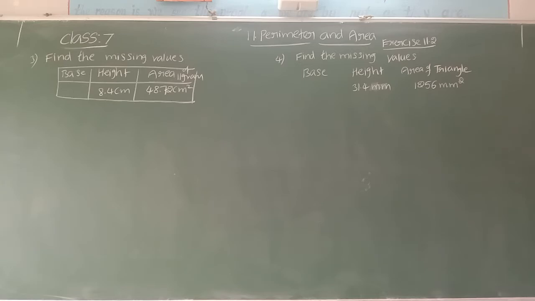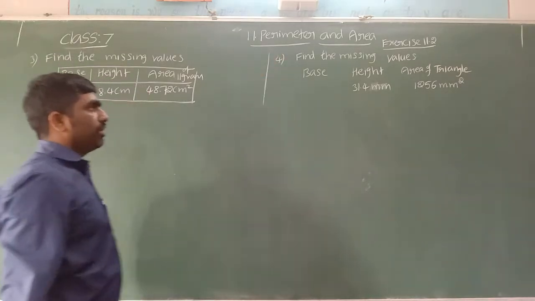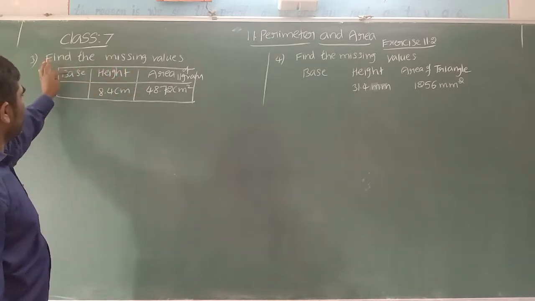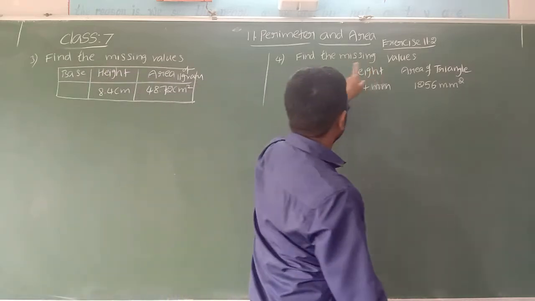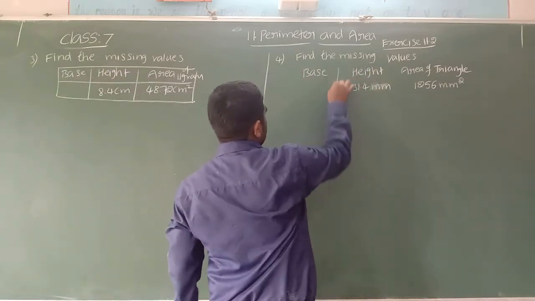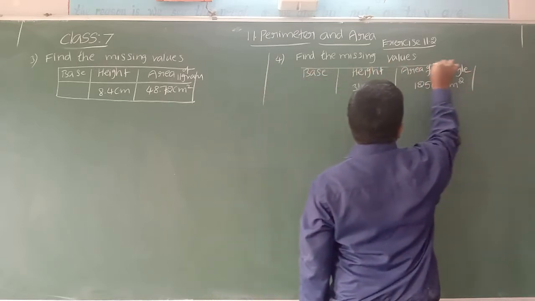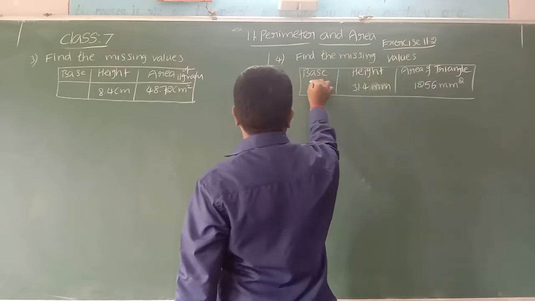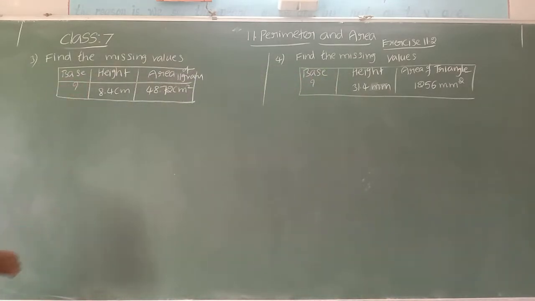Children, let's see some missing values about the area of a parallelogram and the area of a triangle. Here you can see, find the missing values. Base is missing; they give the height and area of the parallelogram. Even here also the base is missing; they gave the height and area of the triangle. So these missing values we need to find.